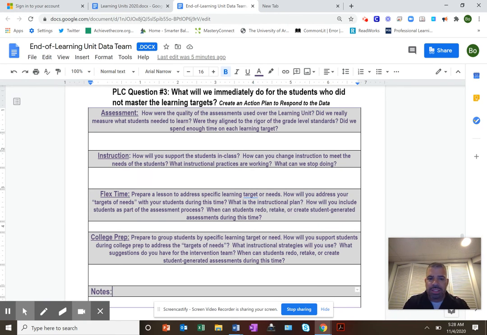Then we look at flex time. How are we going to use flex time, where there's no new instruction and we could give kids more targeted needs and supports? What is the instructional plan? How will you include students as part of the assessment process? When can students redo and retake? So all these questions are reflected on by the teacher and reviewed with the team.